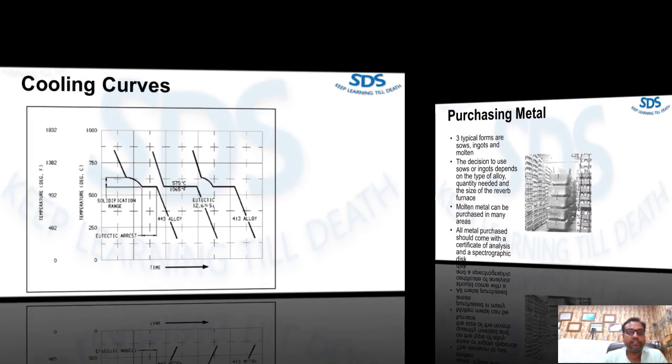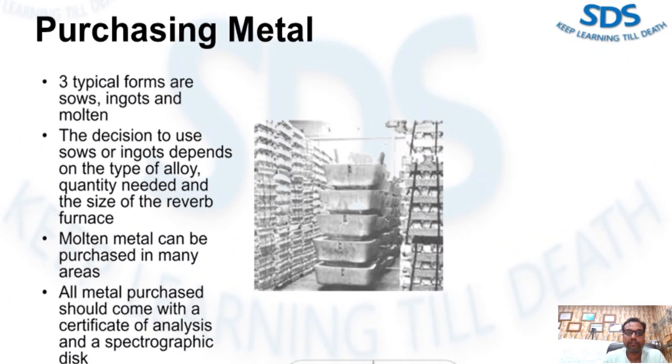If we talk about the metal forms, or purchasing metal, metal comes in a variety of forms. The 3 typical forms are sow, ingot and molten metal. Sows are large blocks, as I told you earlier. A sow is a bigger form of ingot used to charge a reverberatory furnace. Ingots usually weigh about 30 pounds and are also used to charge the reverb furnace.